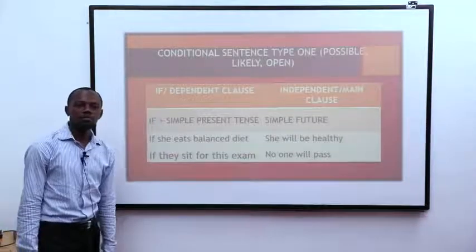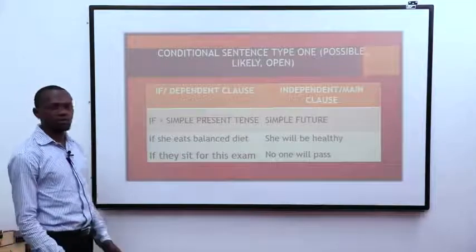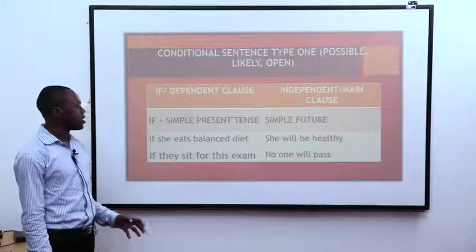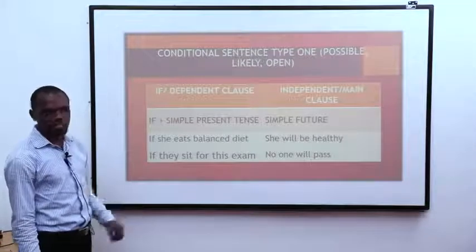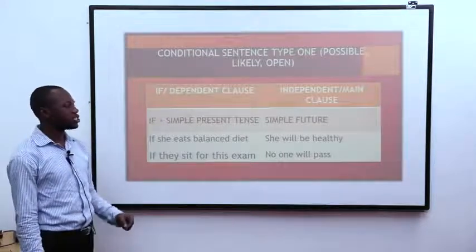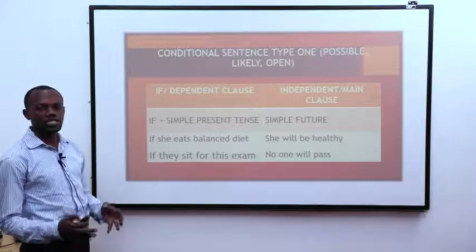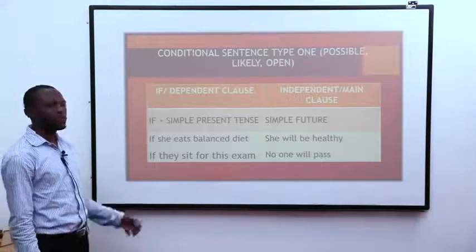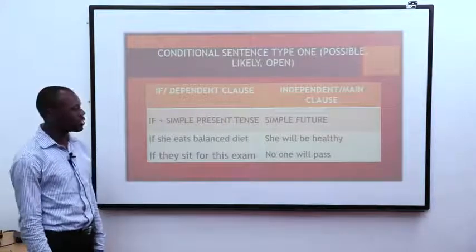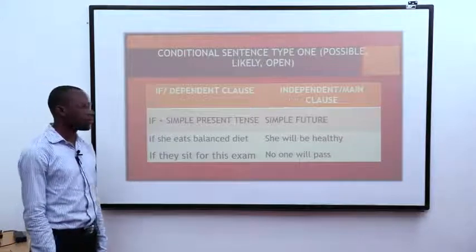Now, specifically moving to conditional sentence type 1, this has the following structure. In the if or dependent clause, there must be simple present tense, and in the independent or main clause, there must be simple future. This is the formation of a conditional sentence type 1. You can have a sentence like this one: if she eats a balanced diet, then what will happen? She will be healthy. Or, if they sit for this exam, no one will pass.